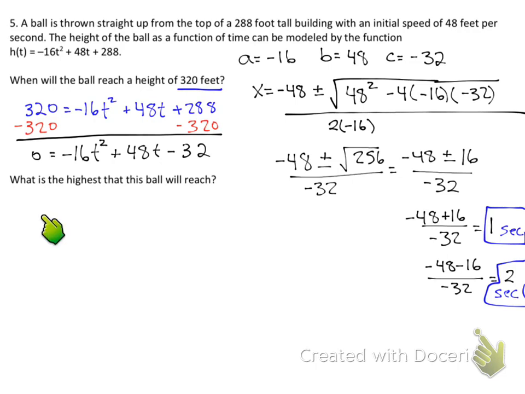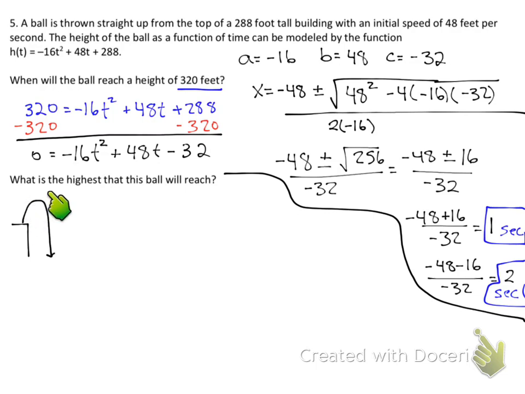Part B. What's the highest that this ball will reach? So when you're trying to find the highest of anything, we're going to go through, draw a picture first. There's your building. You got a guy on top throwing the ball up. It comes down. So the highest point is called the vertex. And the way you find the vertex is through the formula negative b over 2a and f of negative b over 2a.